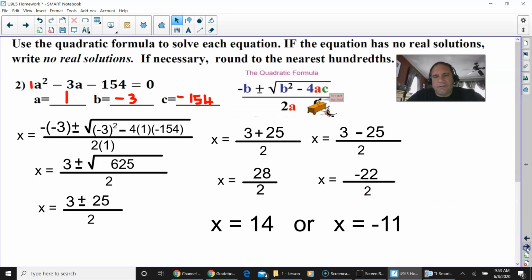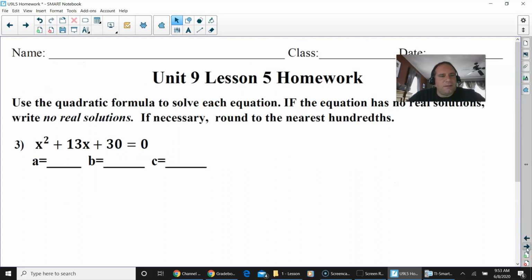Going on to number 3. See if you can do this. Again, it's the same type of question. Go ahead, put A, B, and C down and try this problem. We'll come back with the answers after this. Press pause now.